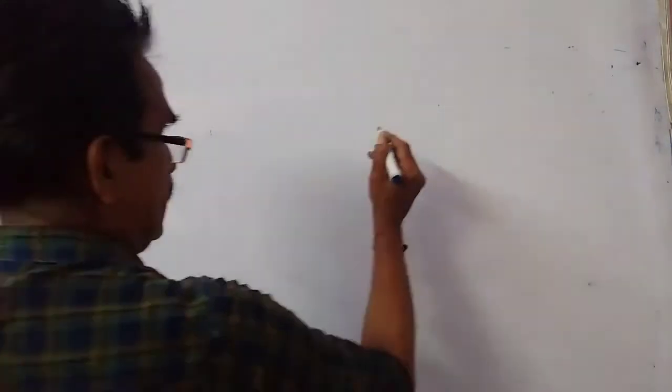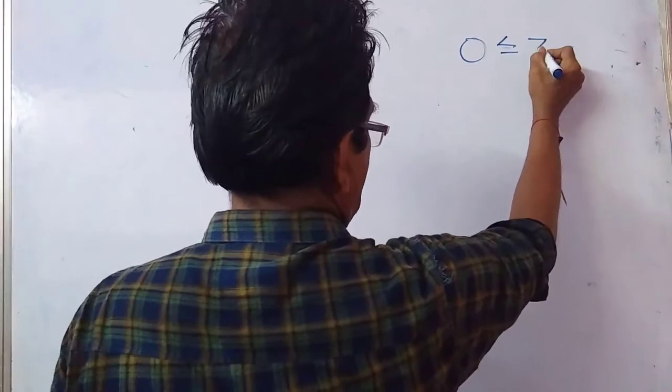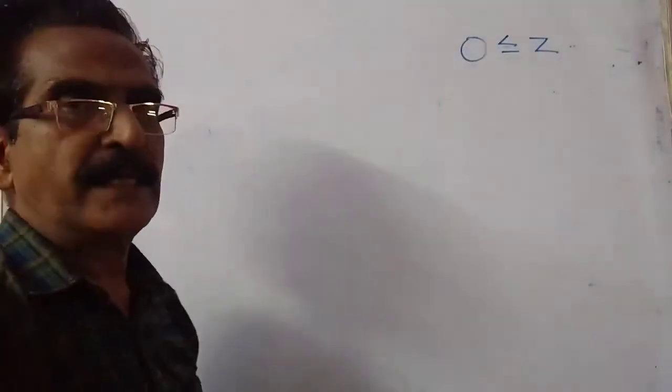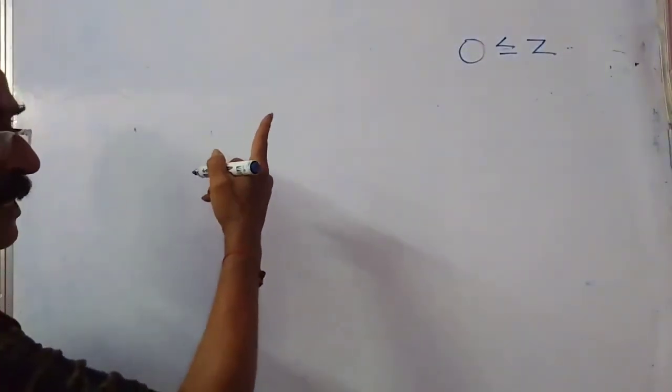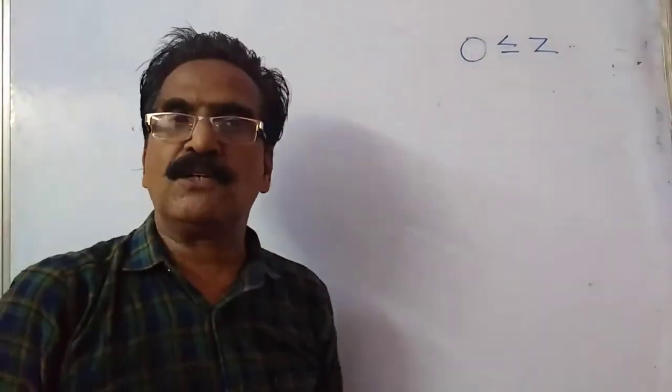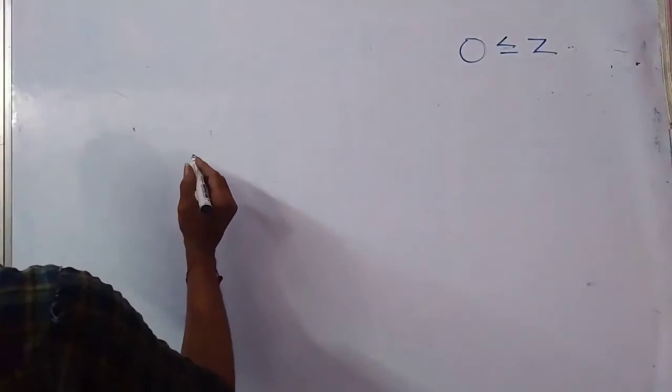Next question. In which of the following expressions is the expression O less than or equal to Z definitely true? So you have to select the option where O less than or equal to Z. Let us see the first one.